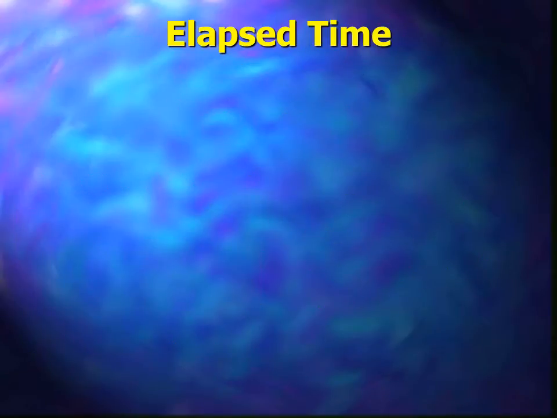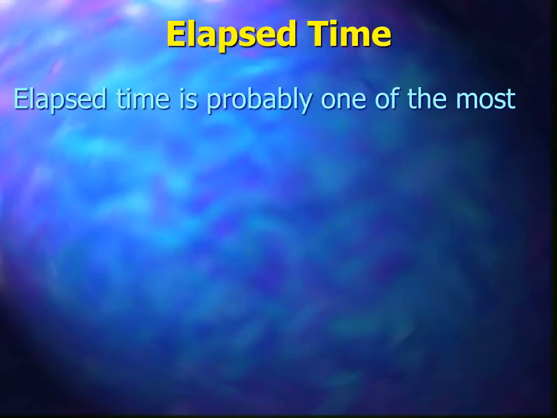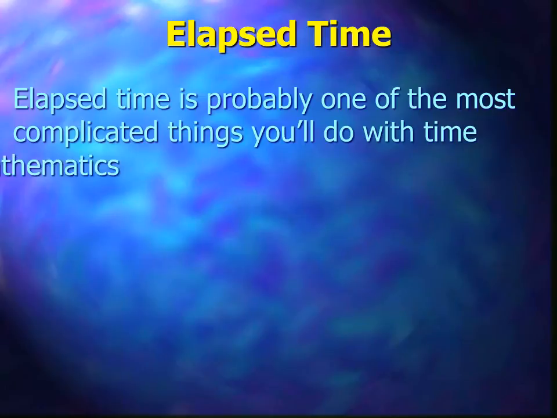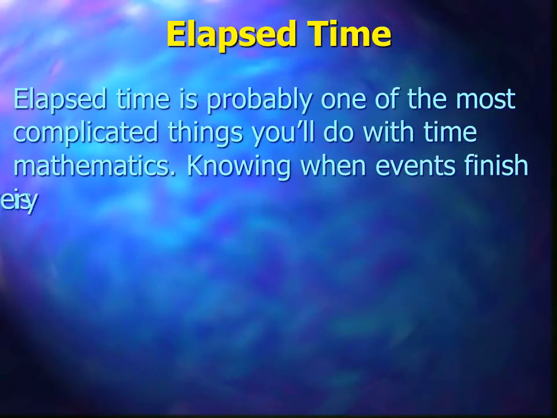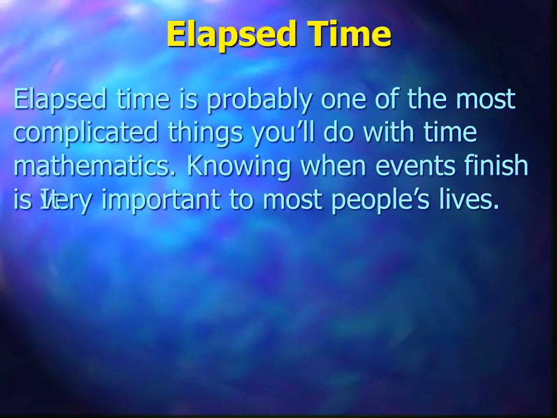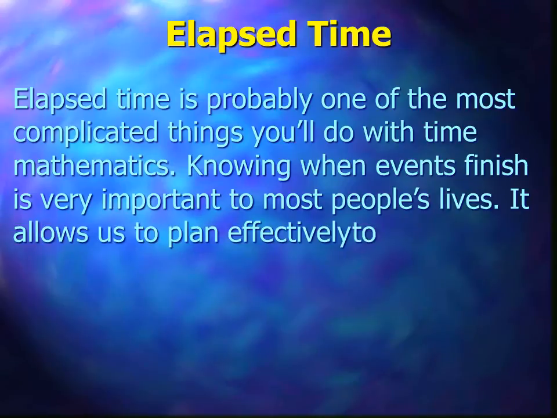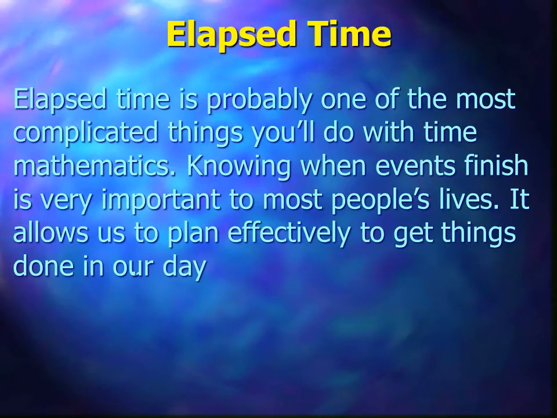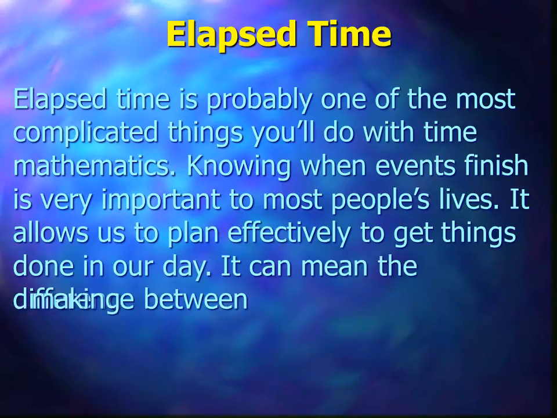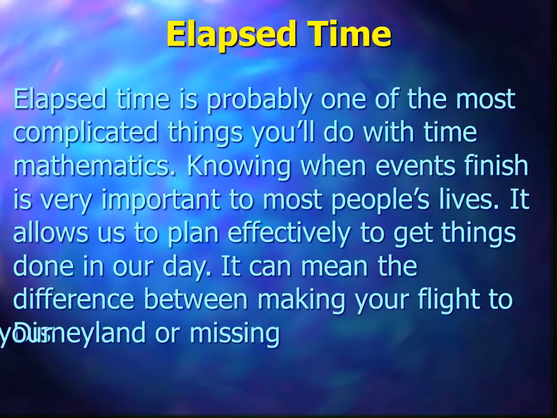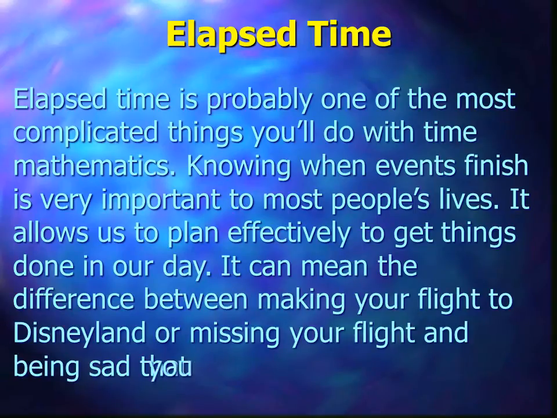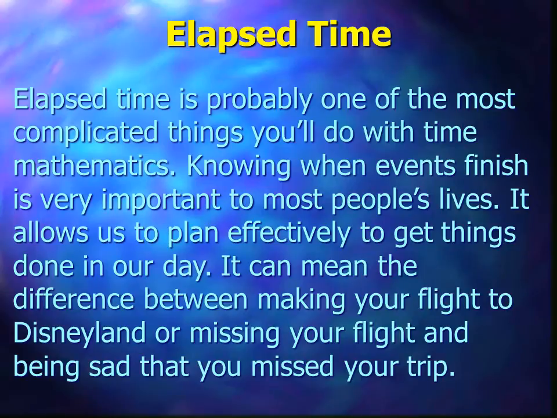Now let's move on to elapsed time. Elapsed time is that concept of time passing. Elapsed time is probably one of the most complicated things you'll do with time mathematics. Knowing when events finish is very important to people's lives. It allows us to plan effectively to get things done in our day. It can mean the difference between making your flight to Disneyland or missing your flight and being sad that you missed your trip.